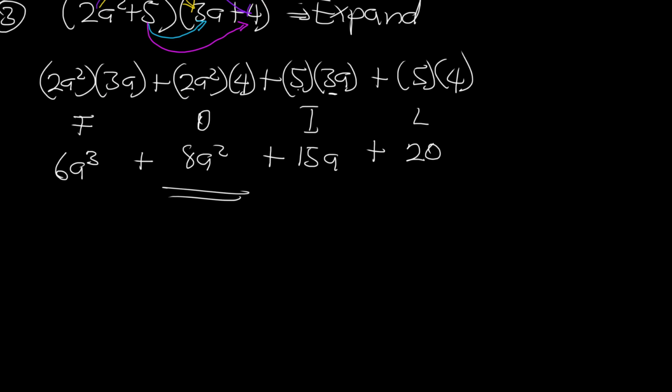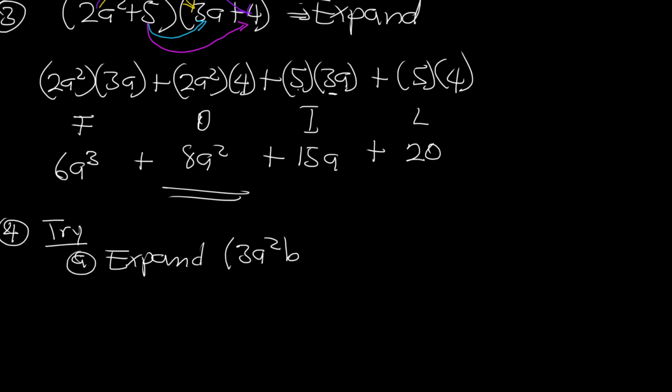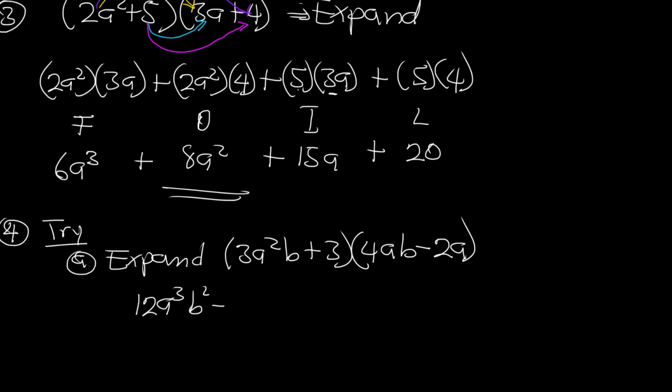You can pause the video and try example 4. Expand 3a squared b plus 3 and 4ab minus 2a. Pause the video and see if you can do this. Your answer should be 12a cubed b squared minus 6a cubed b plus 12ab minus 6a. This should be your answer.